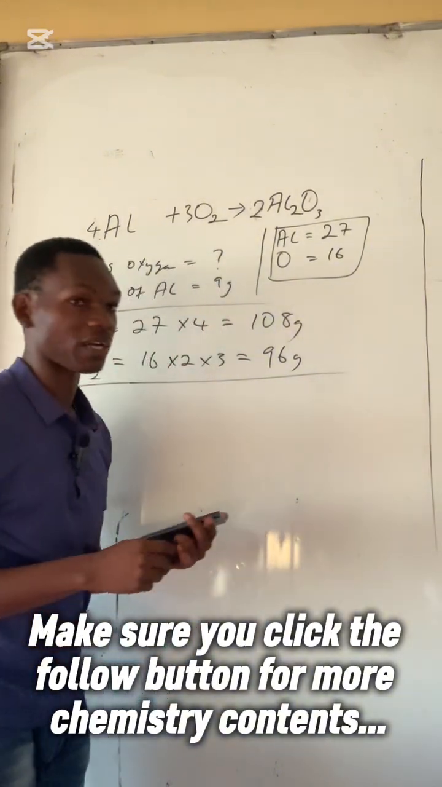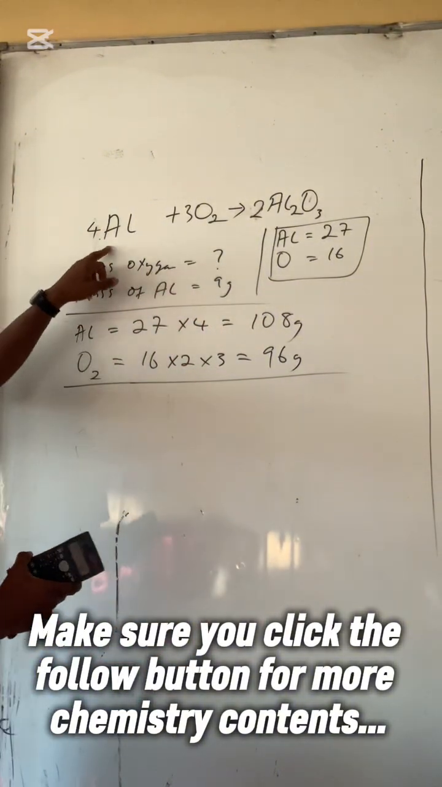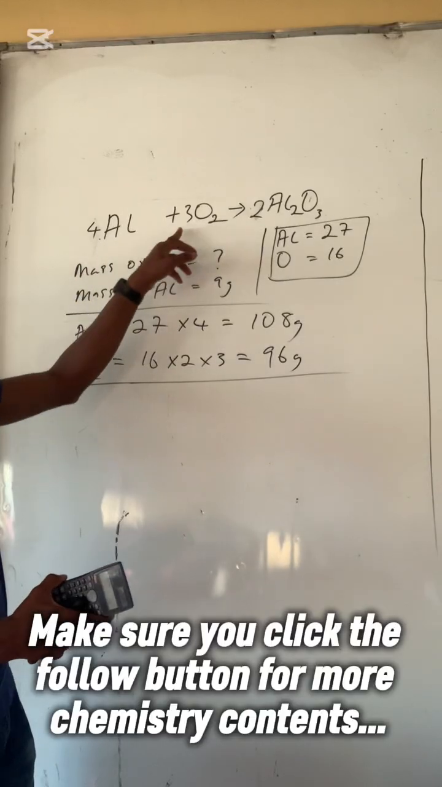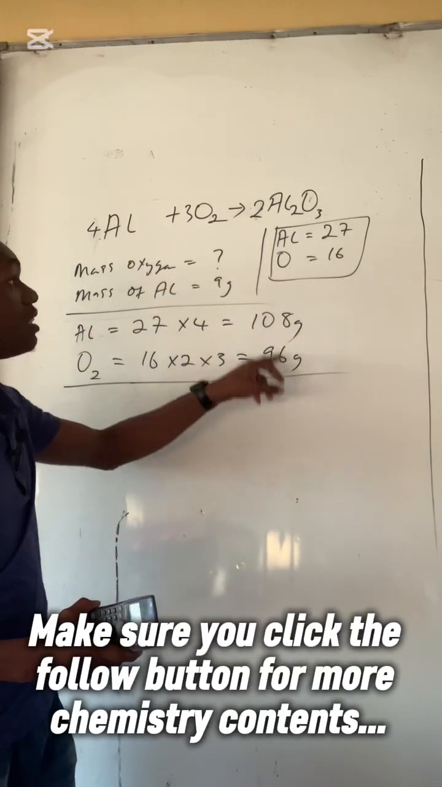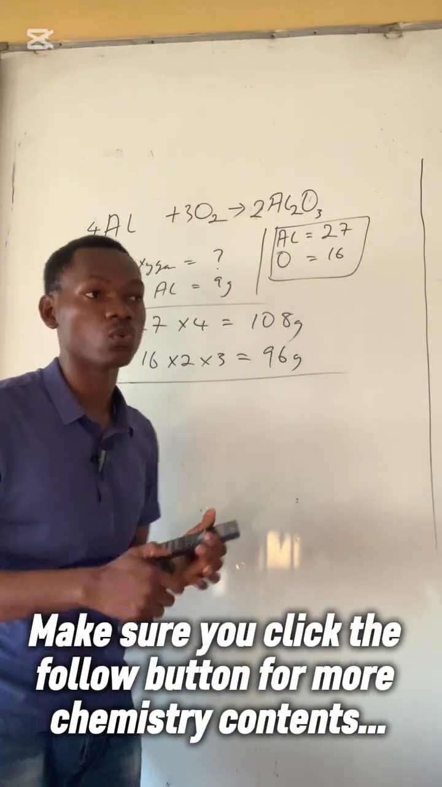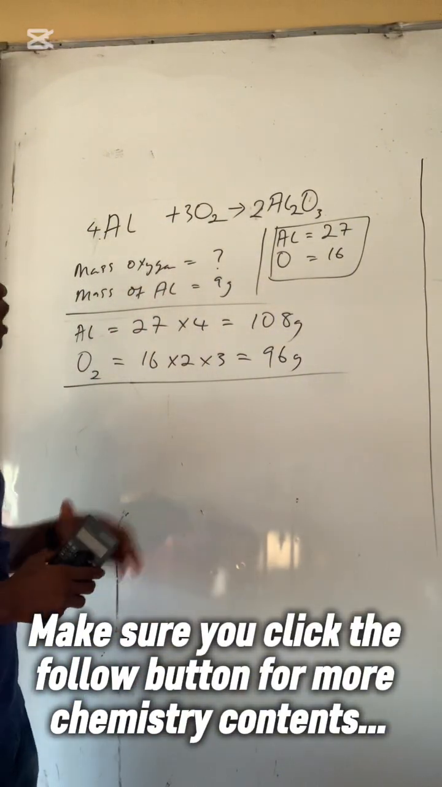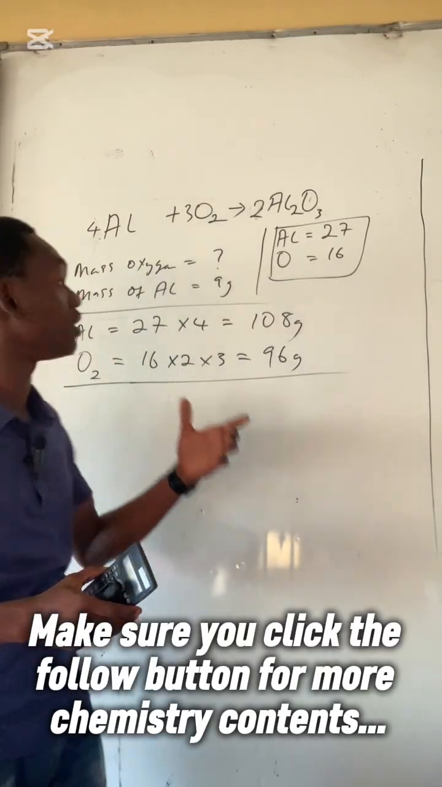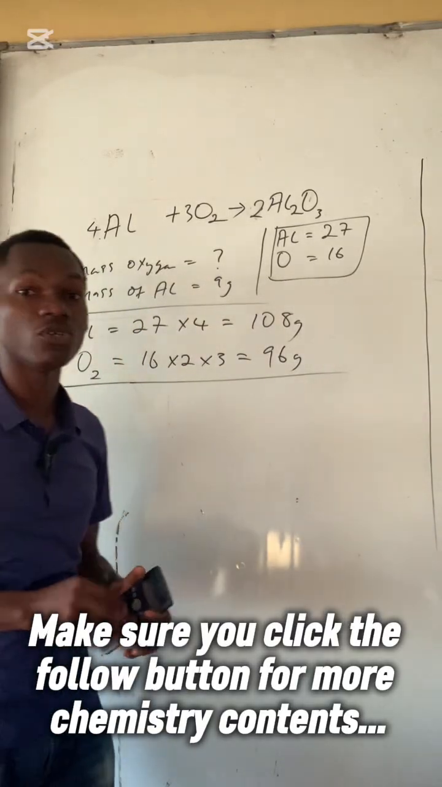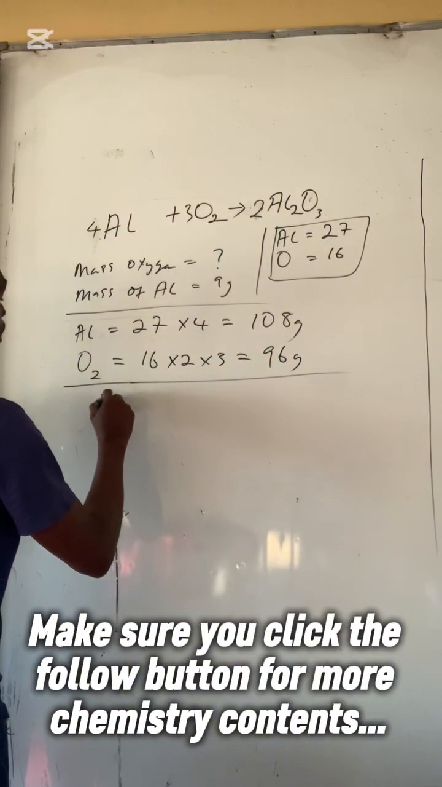Now we've gotten to a particular stage. This simply means that from this balanced equation, 108 grams of aluminium will react with 96 grams of oxygen in order to produce aluminium oxide. Now back to the question. The question asks us, how many grams of oxygen will react with 9 grams of aluminium? Very easy, and this is how I'm going to analyze the equation.